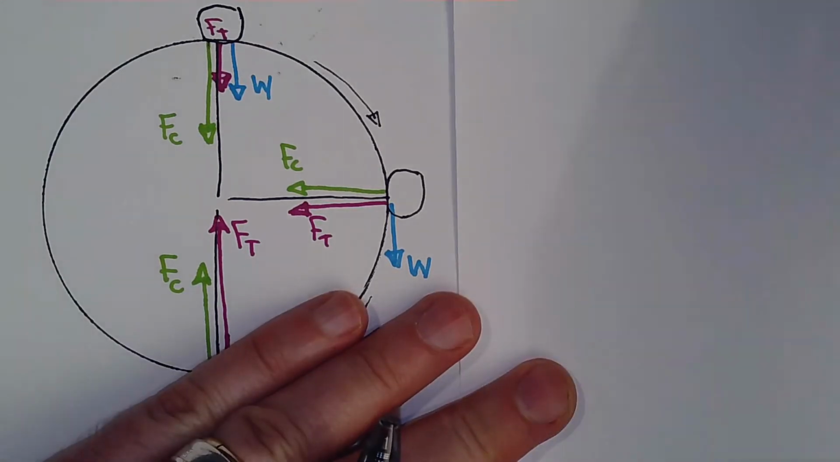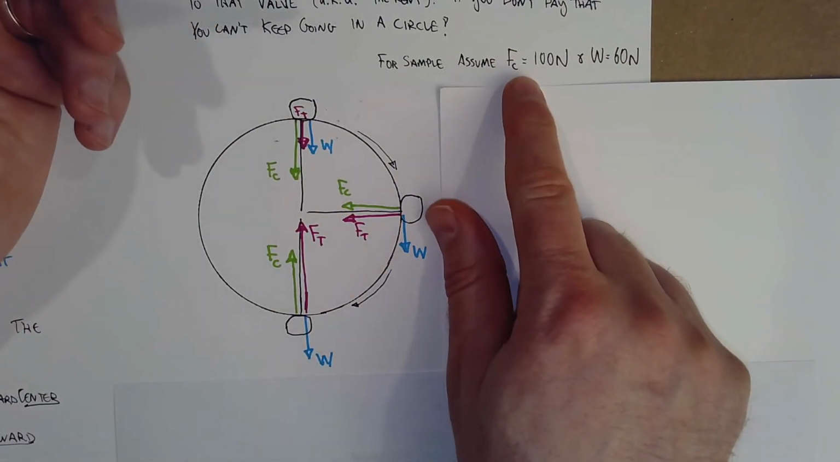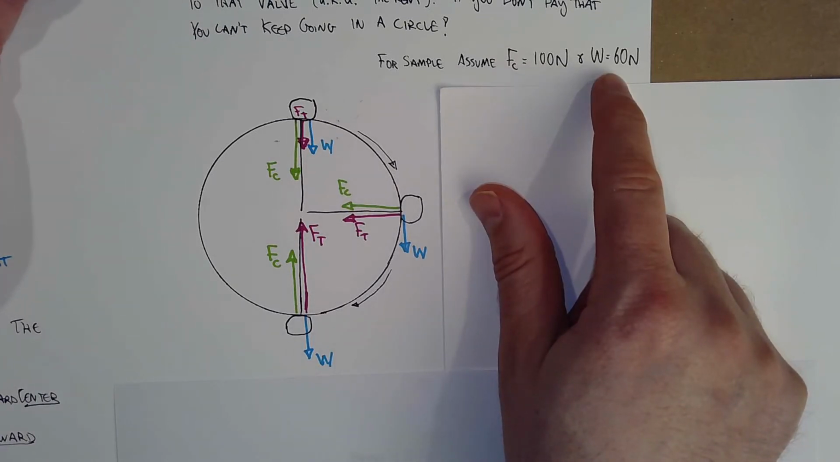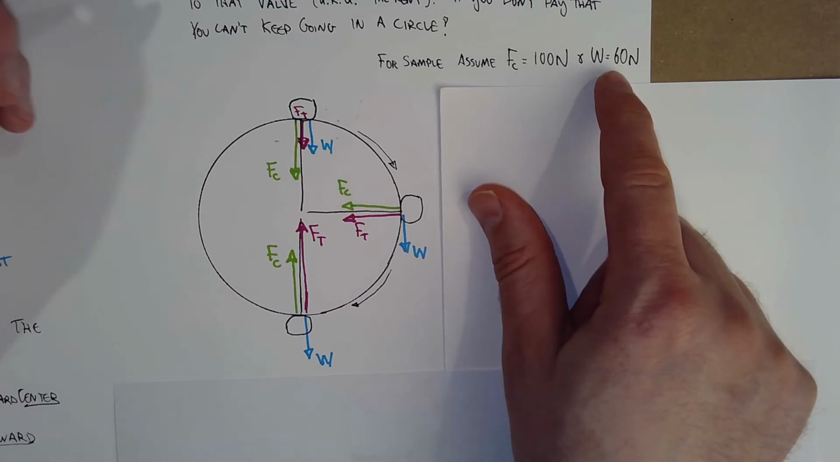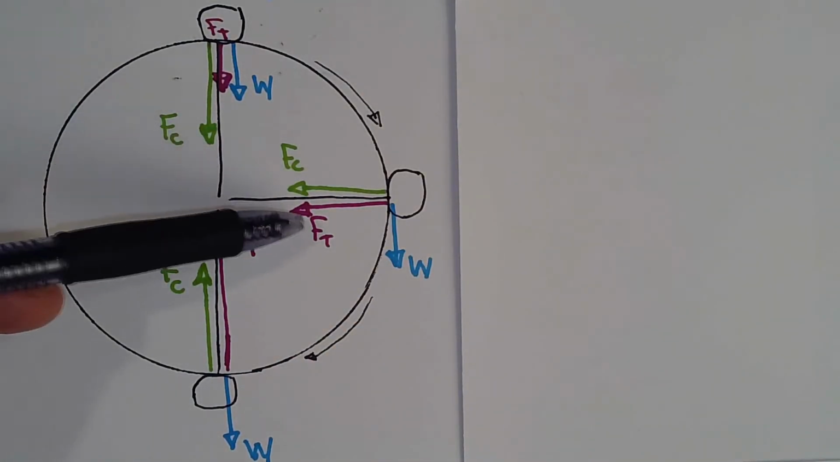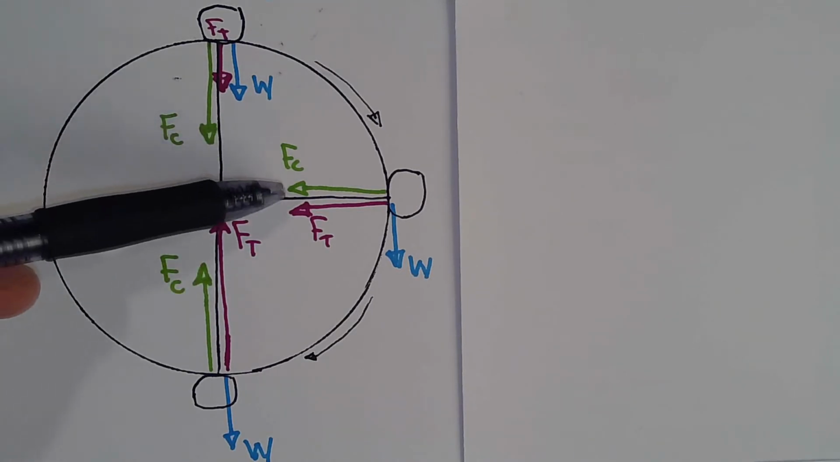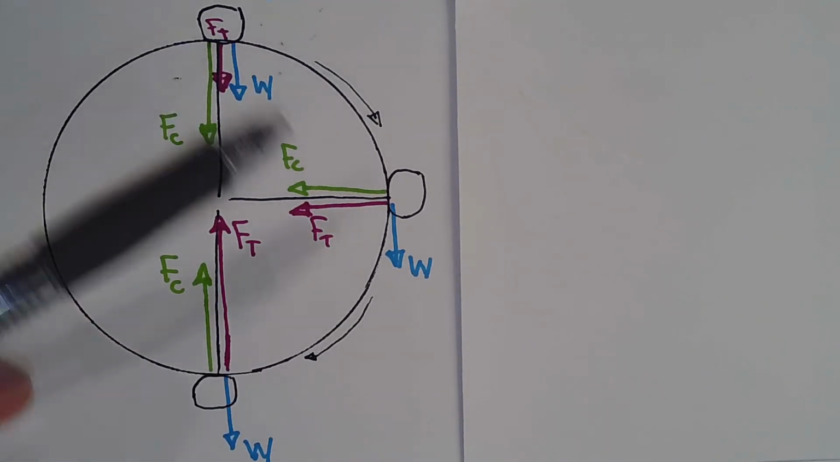Just for the sake of numbers, we are going to assume that the centripetal force for our scenario is 100 newtons, and the weight of the object is 60 newtons. I'm not going to defend that mathematically. I just picked 2 numbers that I thought were easy enough to work with for our example. In the drawing, the green arrow represents the centripetal force, and I tried to draw it the same length in each scenario. The centripetal force is always the same. It doesn't matter where it is in the circle. You must provide 100 newtons of centripetal force in order to go around the circle, spinning in this direction.